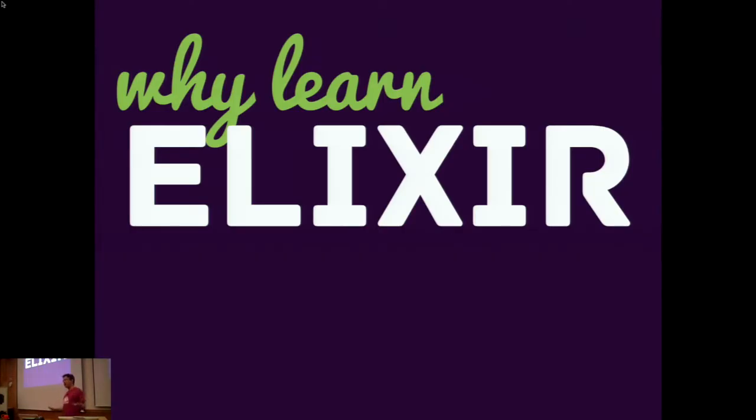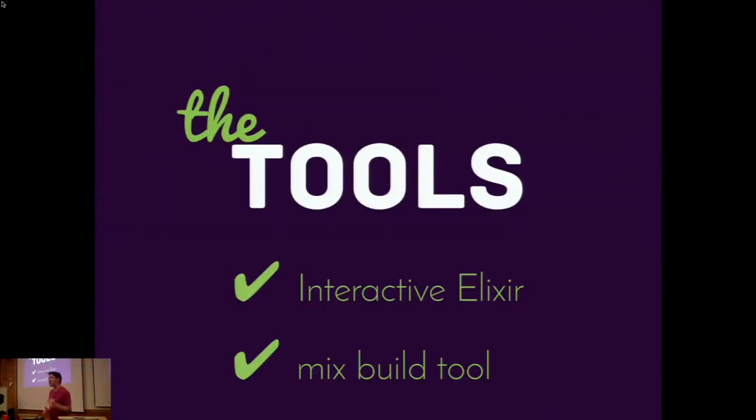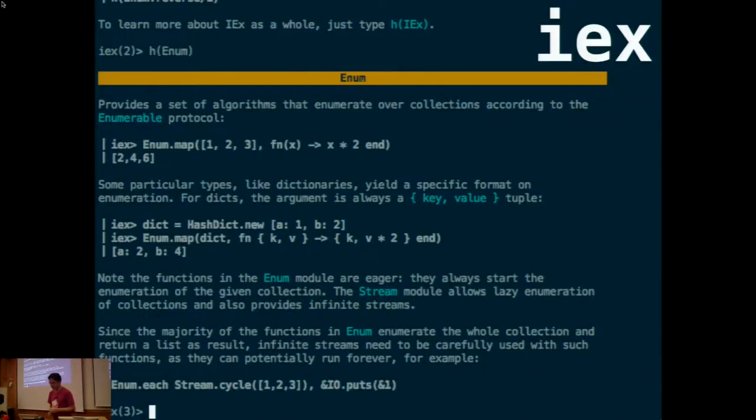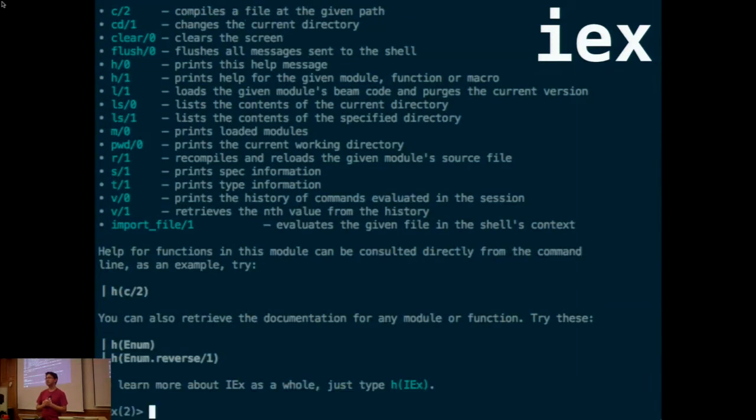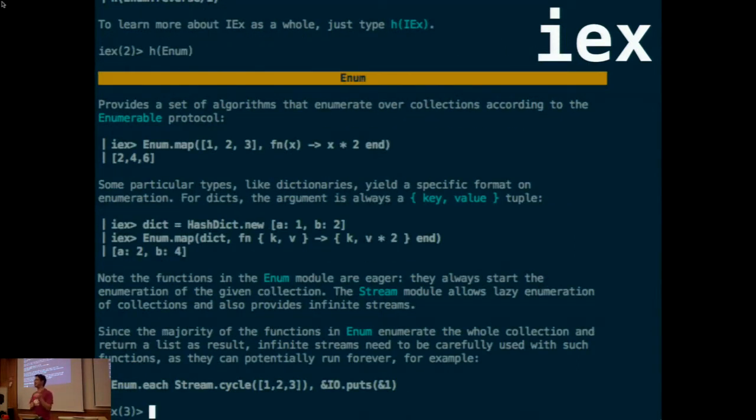So here comes the part where I try to convince you why Elixir is worth your time. Let's first talk about the tooling. The first tool I'm going to show you is Interactive Elixir, or IEx for short. This is a REPL, or read, eval, print loop, where you would spend most of your time when you're developing Elixir programs. This demo shows you how IEx looks, and also shows you the built-in documentation system. So you can see over here, this is just syntax-highlighted, markdown-formatted documentation that I can access via IEx.